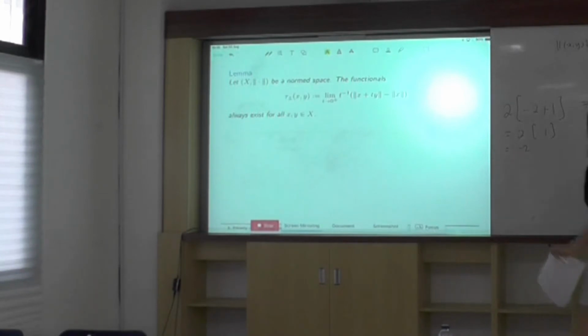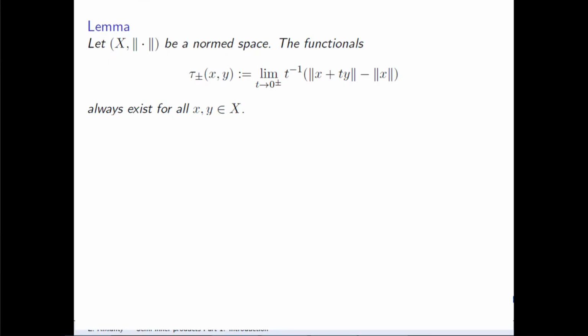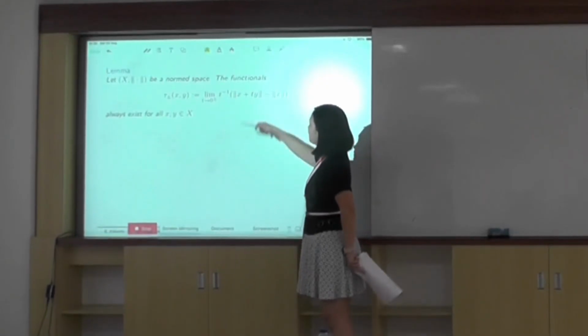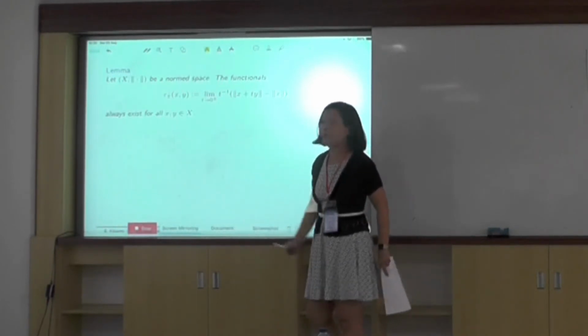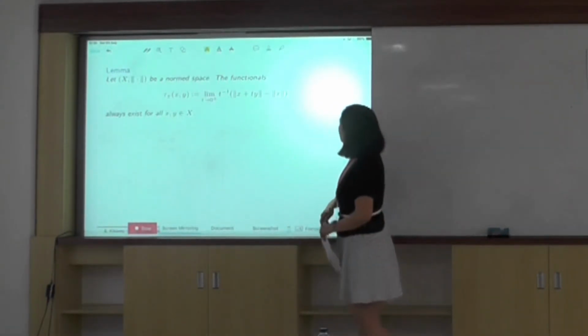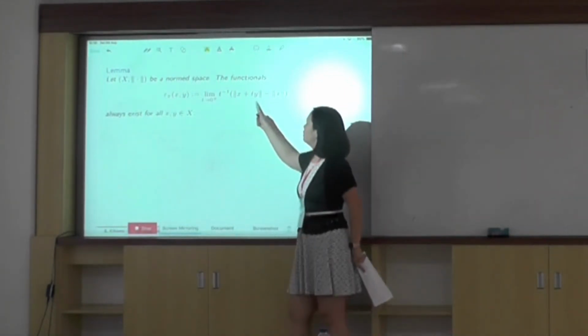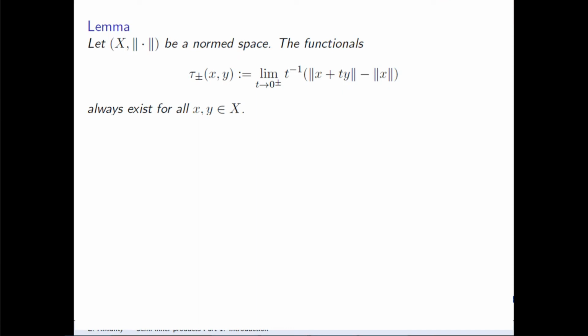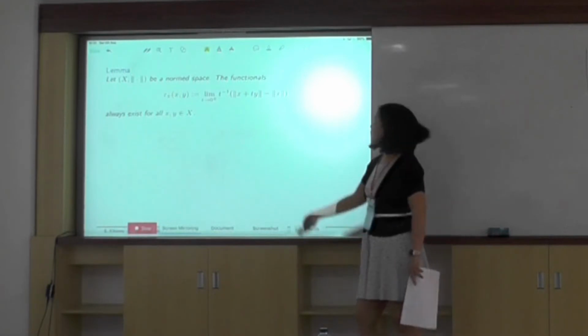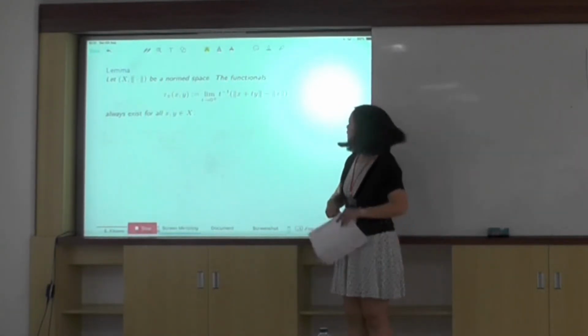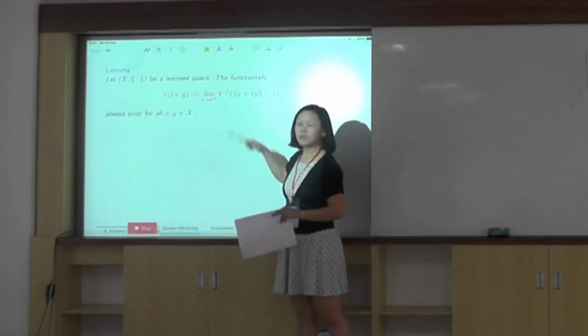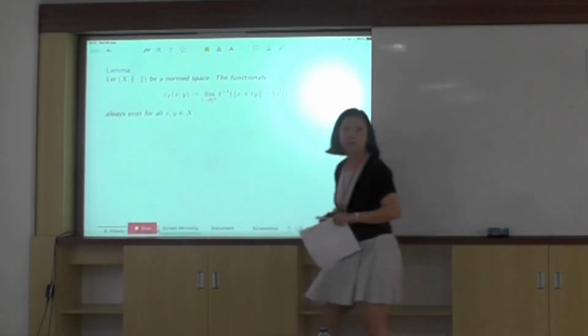Alright, so I have the following lemma. I don't think I have the time to prove it, it doesn't matter. I'll just mention the idea of it. Okay. So let X be a normed space. The claim is these functionals always exist for all x, y in X. Okay. What is this functional? The way you construct this is you take the norm of x plus ty minus the norm of x, you divide by t, and then you take the limit as t goes to 0 from the left and from the right. Okay. So this kind of looks like a directional derivative in some sense, right? This is called the Kato derivative, left side and right side, depending on where you take 0 from.